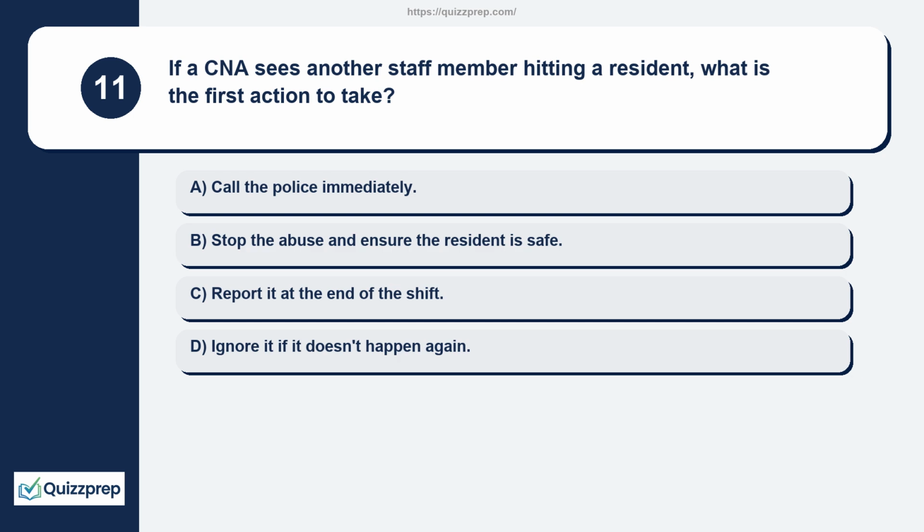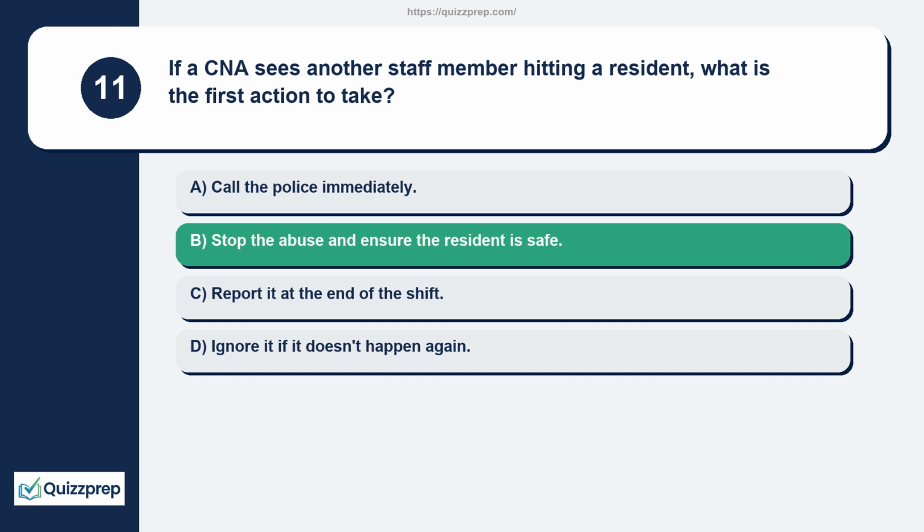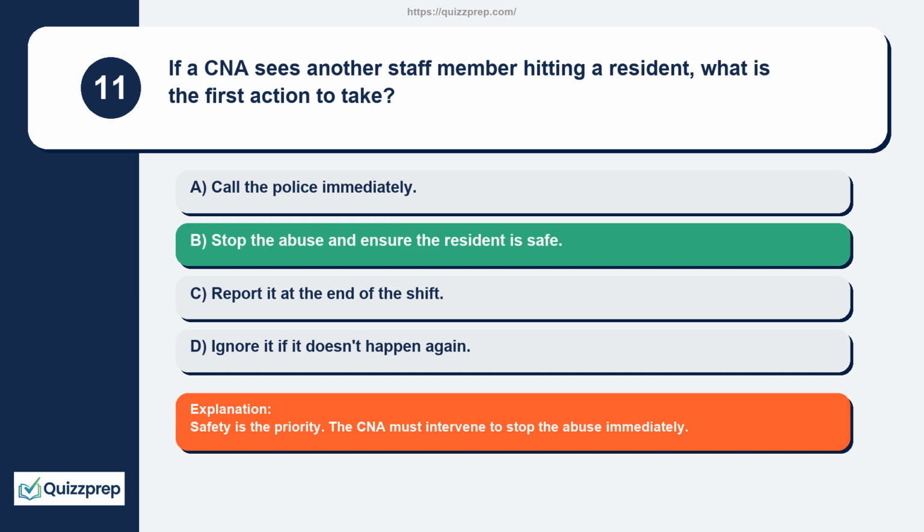Question 11. If a CNA sees another staff member hitting a resident, what is the first action to take? Call the police immediately. Stop the abuse and ensure the resident is safe. Report it at the end of the shift. Ignore it if it doesn't happen again. Safety is the priority. The CNA must intervene to stop the abuse immediately.